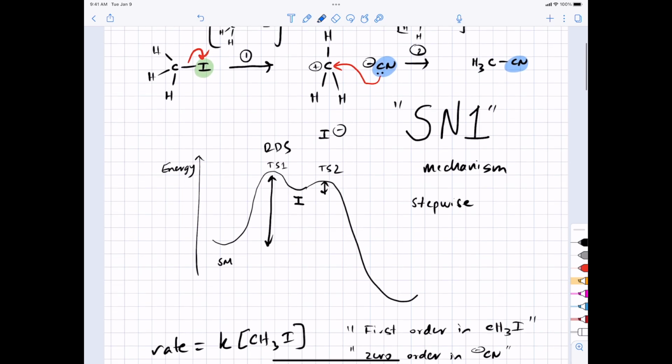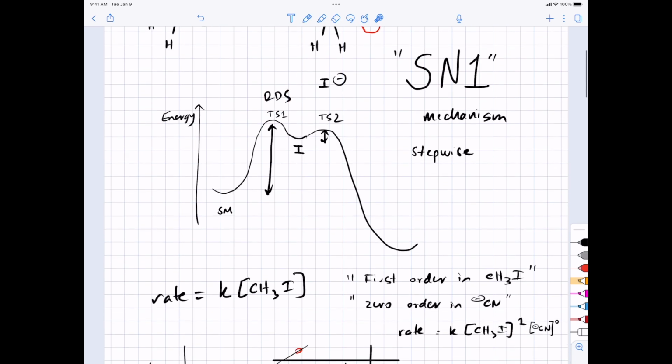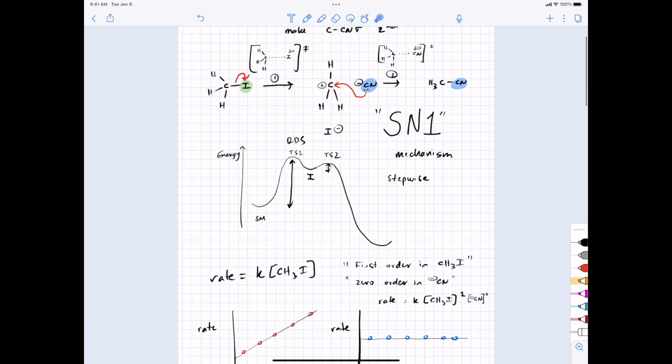We talked about how the reaction proceeds through two steps. You have an intermediate, it's a carbocation. The first step is the one that requires the most activation energy, so that's the rate determining step. And the rate law, as we said, would be first order in starting material, methyl iodide, but zero order in nucleophile, because the nucleophile isn't involved in the rate determining step.